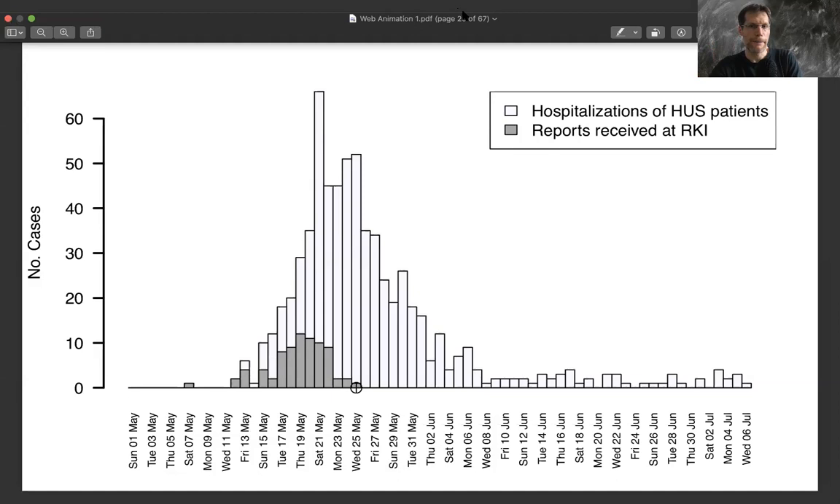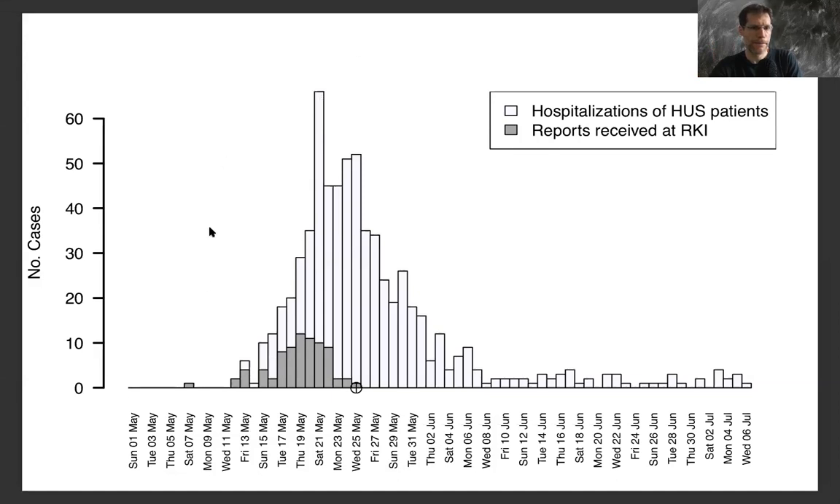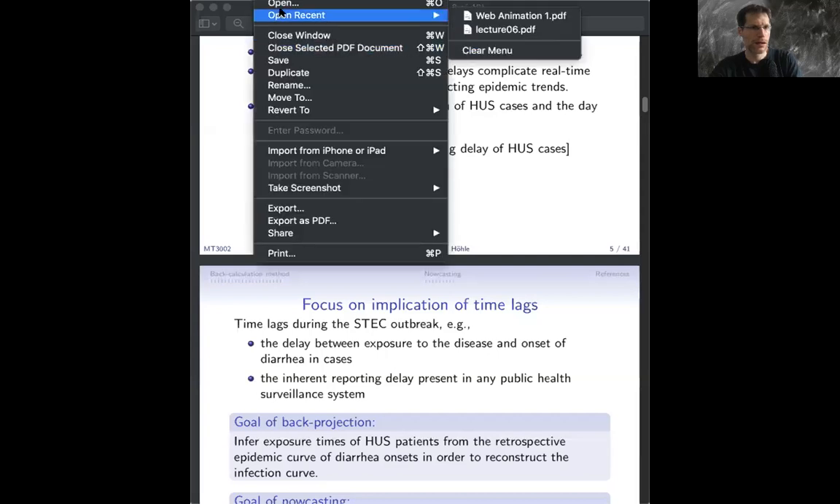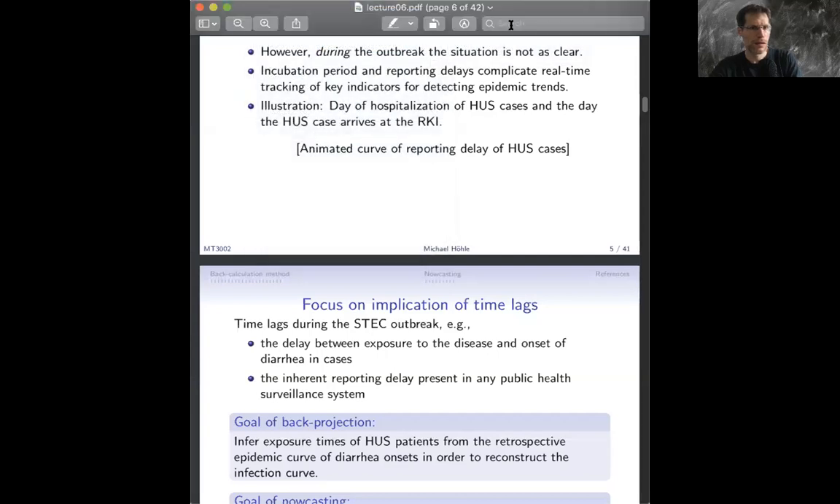Okay, so let's go back to the slides. Here, all right. And then I need to go to the slides. I think like this, and then we can make them full screen again.